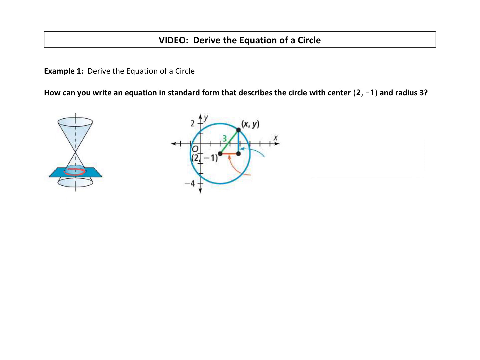just like this. And that's the conic section we're going to focus on in today's lesson, and we're going to figure out how that equation comes about. So our question is, how can you write an equation in standard form that describes the circle with center (2, -1) and a radius of 3? So what we have here is that circle. Here's our circle. The center here is at (2, -1), and the radius is 3.